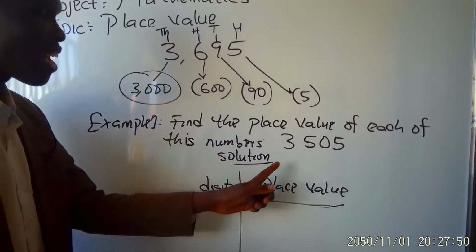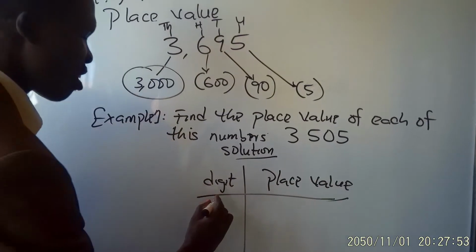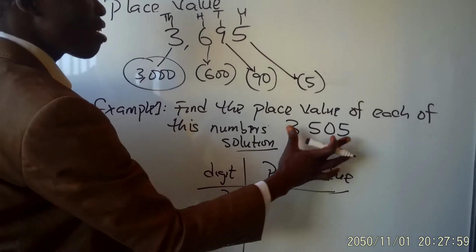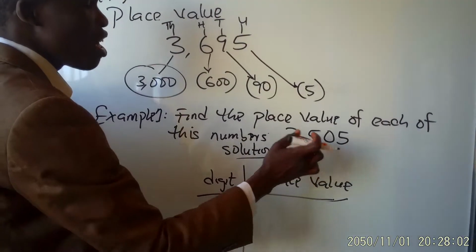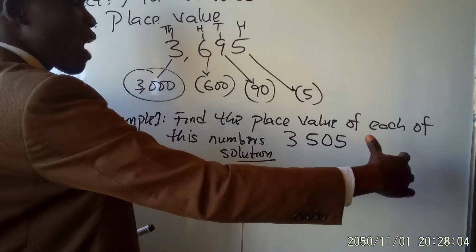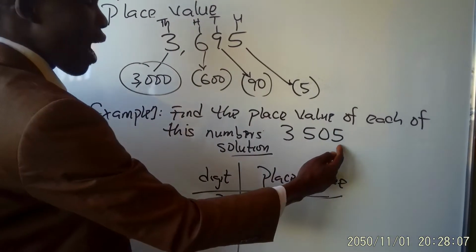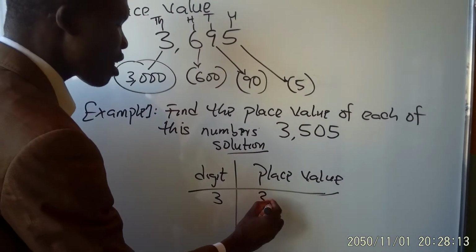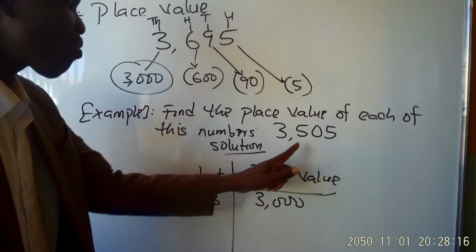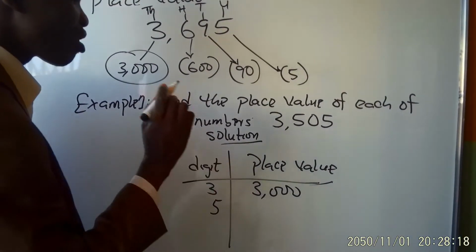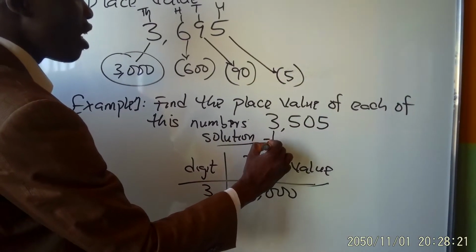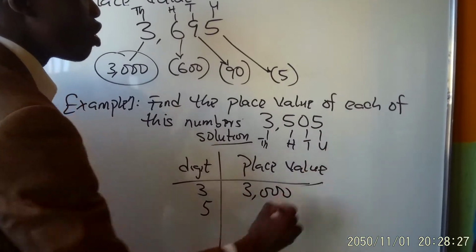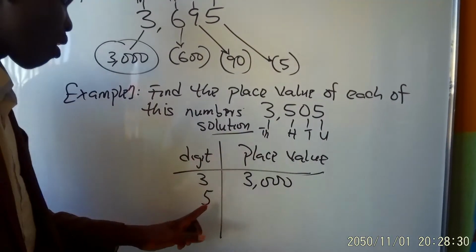Now the first digit here is 3. You need to understand that for you to find the value of each digit, you have to count from the back, in groups of 3. 1, 2, 3. You put your comma here. So this will give us 3000. Okay, this 5 here is another digit, and you remember this is 1000, this is 100, this is 10, and this is unit. So that means this will give us 500.